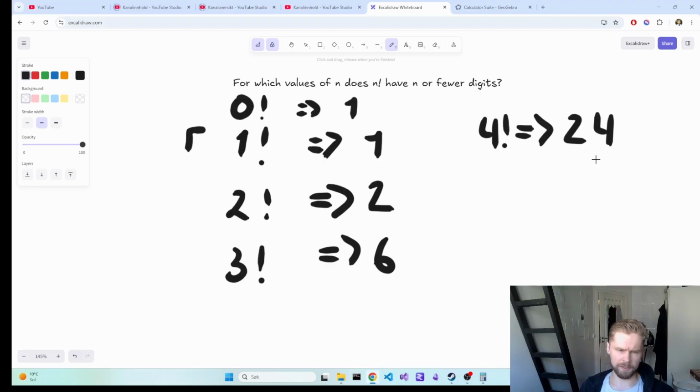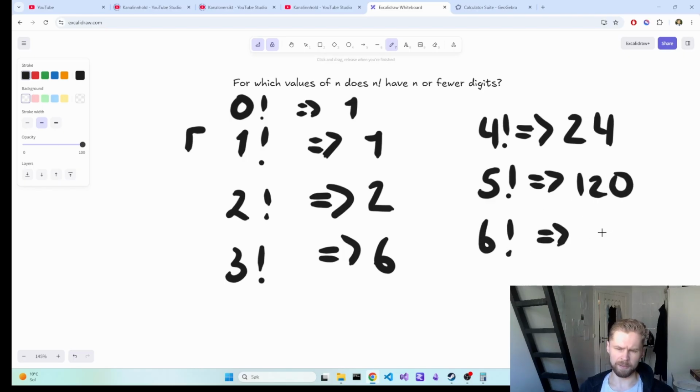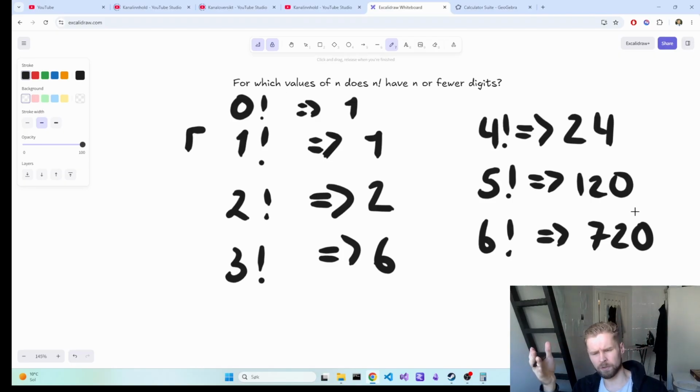Now it still has 24, less than whatever. So now I get to 5. That's going to be 120. 6. That's going to be 600 plus 120, 720. Am I really just supposed to do this? Seriously? N or fewer digits, dude.